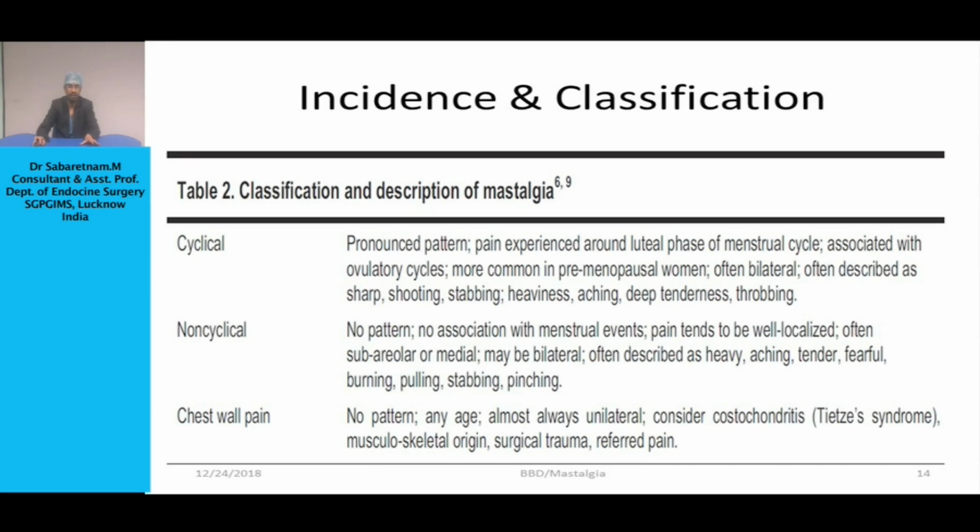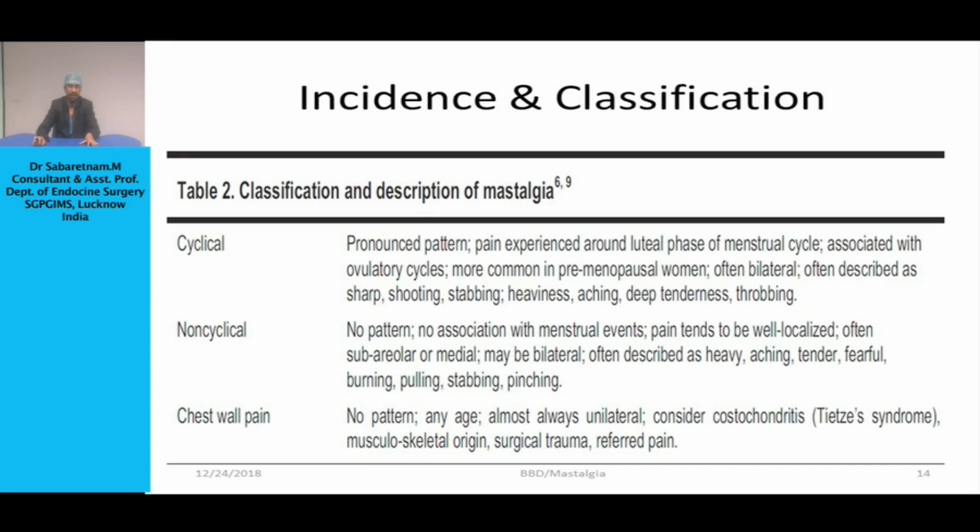And what is Mastalgia? Mastalgia is present in 70% of women in their lifetime, and 5% of Asian women suffer. We have to differentiate this from premenstrual syndrome. And coming to the classification and description of Mastalgia, there are 3 types: cyclical Mastalgia, non-cyclical Mastalgia, and chest wall pain. This is very, very important.